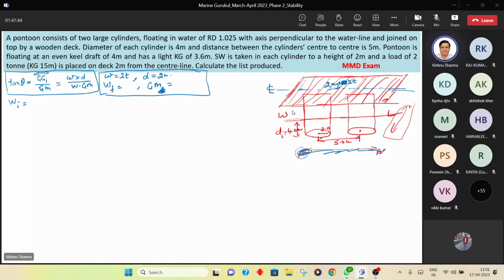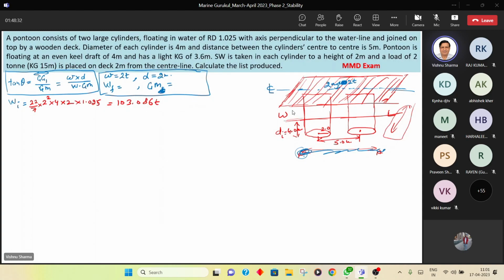Now, what will I do? I'll write like this. I'm talking to myself. Pi r square. So what do I do? 22 by 7 into r is 2 square. This becomes area of the base of one cylinder multiplied by the height, that is 4 meters draft. This becomes volume of one cylinder, multiplied by 2 becomes volume of both the cylinders, multiplied by 1.025 becomes the light displacement. I was talking to myself so that I don't miss out anything. And I end up getting the light displacement as 103.086 tons. Value is not the issue. Calculator will give you the values.